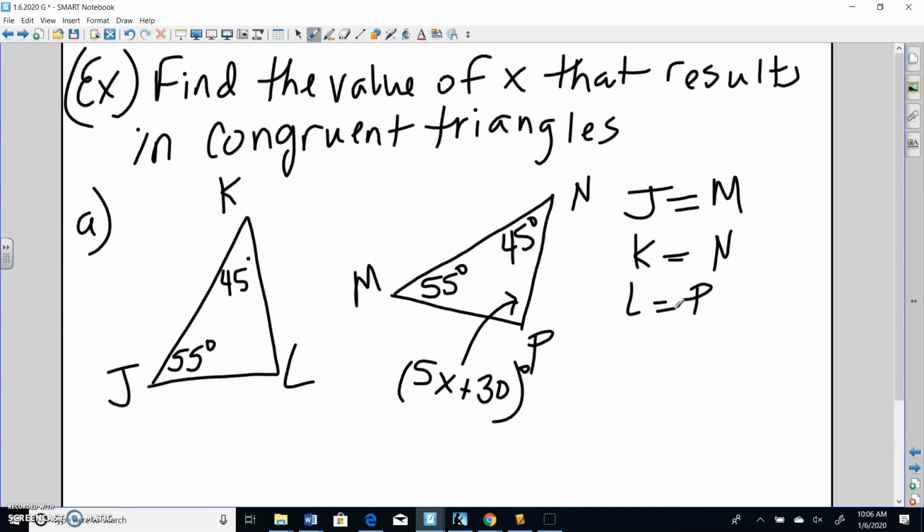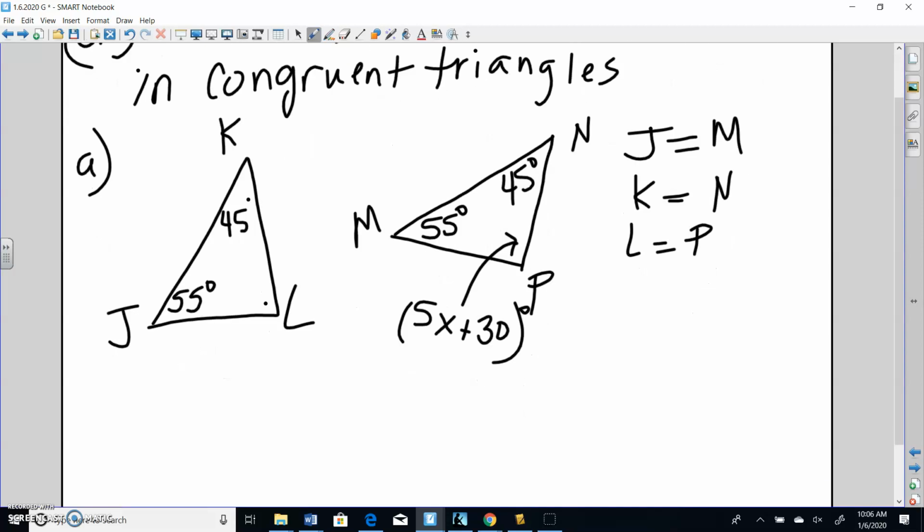Anyway, so we know that J and M are both 55 degrees, right? K and N are both 45 degrees. L and P, we need to figure out what their measures are. They're going to be equal to each other. So how do we know what this angle measure is right there, angle L? How do we know what that third angle is in a triangle? Right. Remember, 3 angles in a triangle add up to 180 degrees.